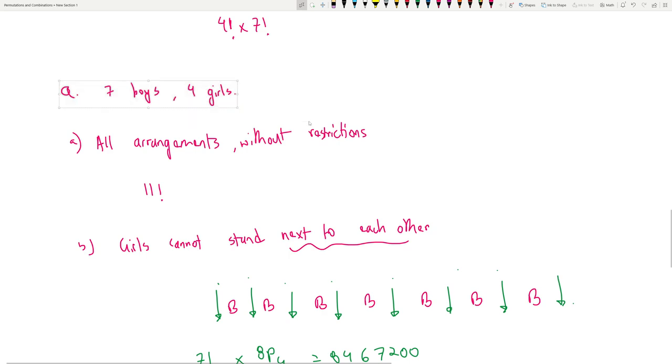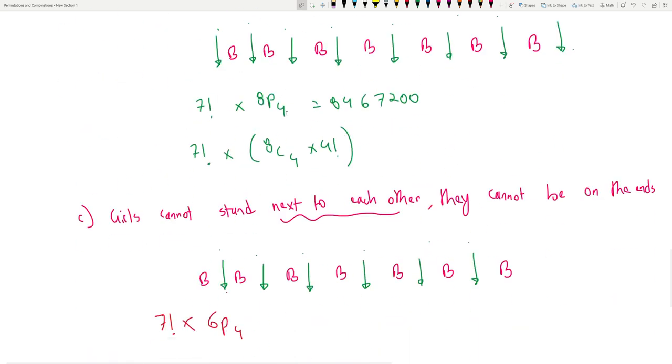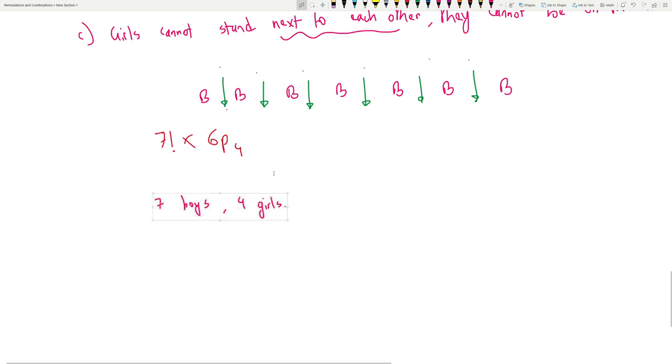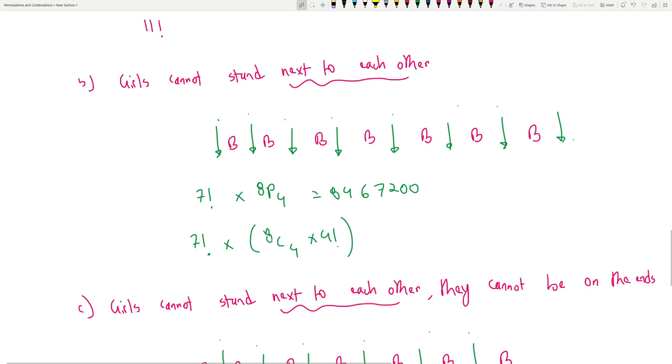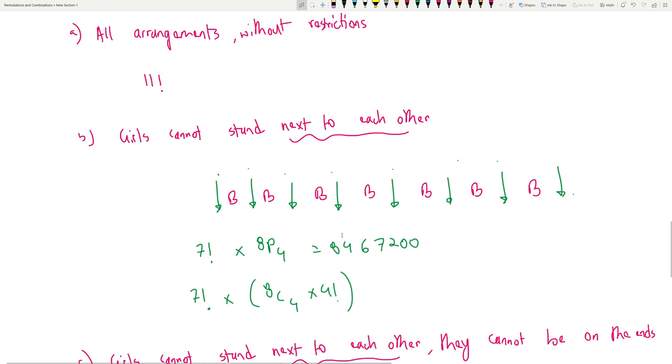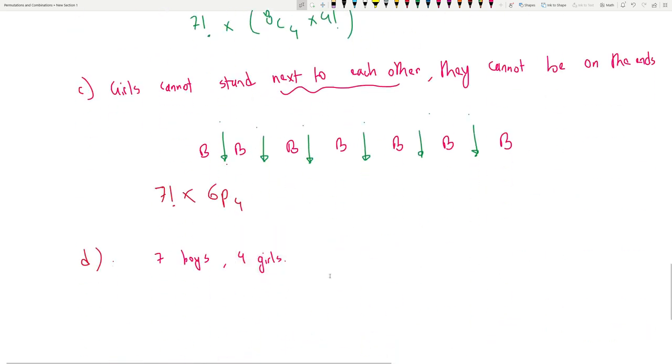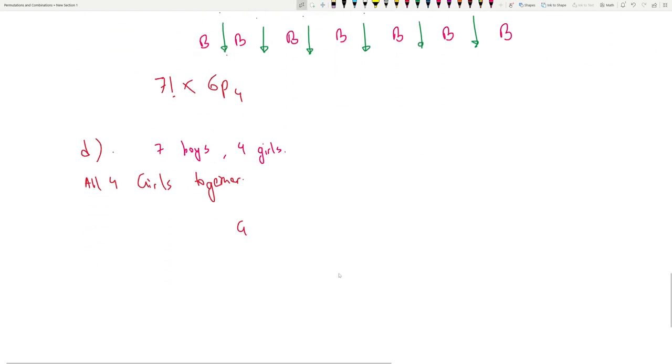So when they say that, you have to consider the 4 girls as a unit. So remember this very carefully. Remember my techniques. When they say that a few things cannot stand next to each other, you exclude them completely and then put them in the arrows later on. But if they say that the girls need to be together, all 4 girls need to stand together, so you have to consider the 4 girls as a unit. So it's like G, G, G, G.